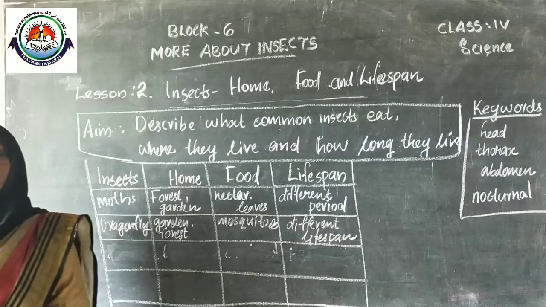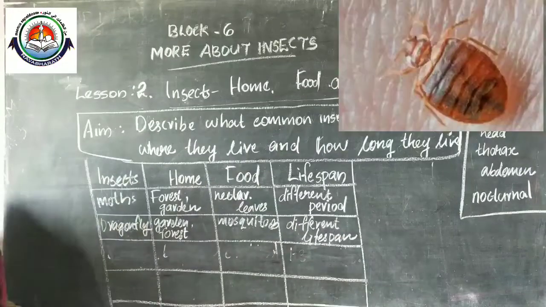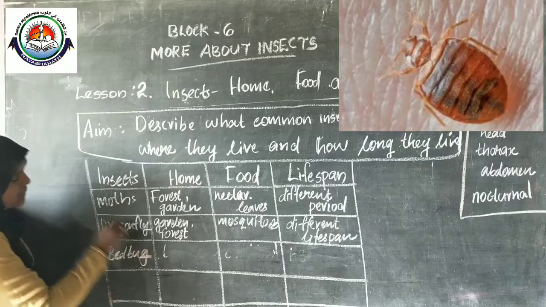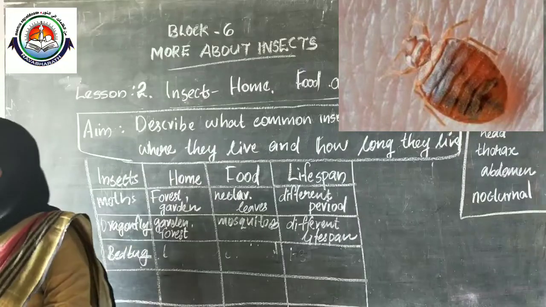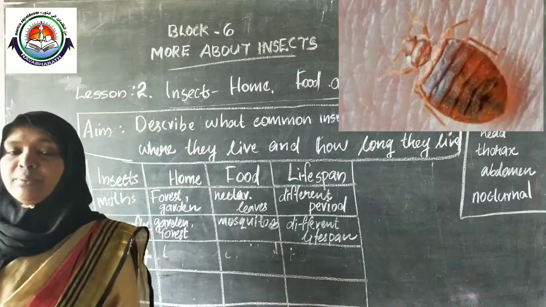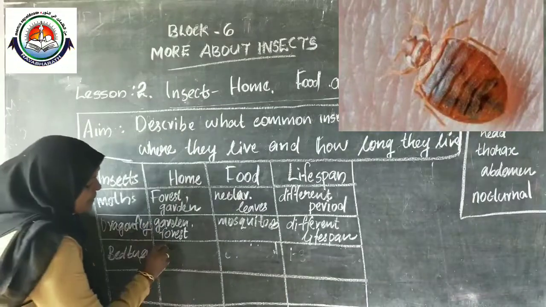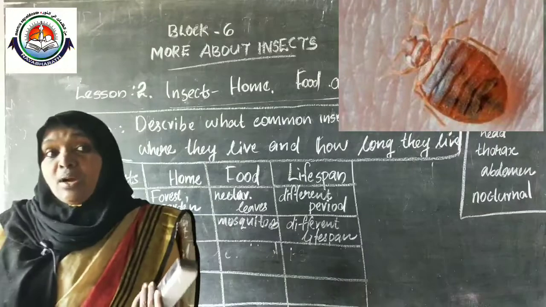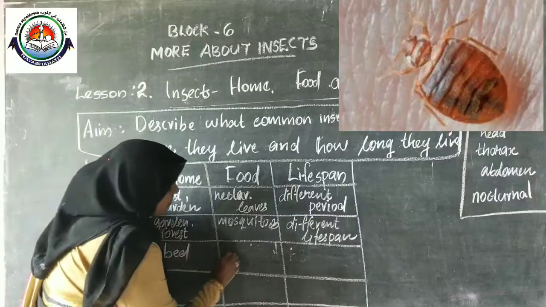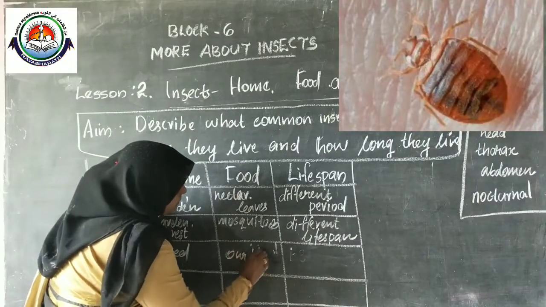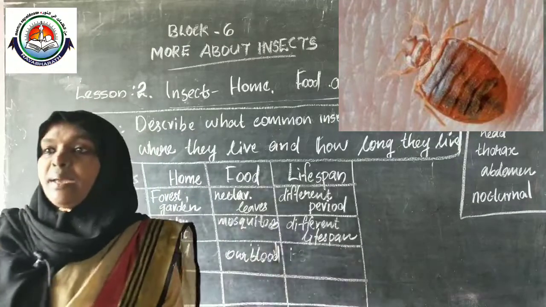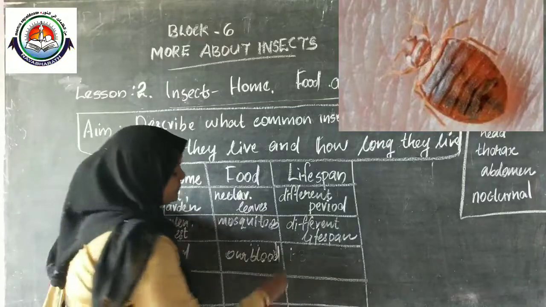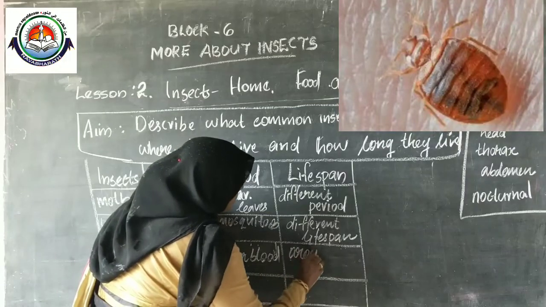Okay, the next picture is bed bug. Where is the home of bed bug? Where do they live? Yes, they live under the bed. What is their food? They suck our blood. So, our blood is their food. What is the lifespan? They live around 10 months.